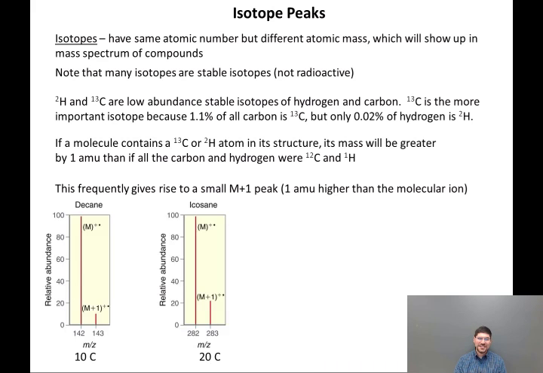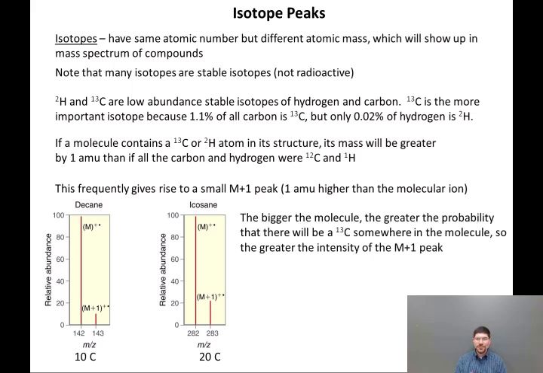Okay, let's look at a couple of examples. Decane is 10 carbons, as you should well know. Icosane, which you may not know from the name, is a 20 carbon molecule. So looking at the relative abundance, this is a blow-up of just the molecular ion region of these spectra. Obviously, there are going to be many more fragments, but if we blow up the molecular ion, we see that the M+1 peak for decane is, I don't know, 10, 15% of the size of the molecular ion, and for icosane, it's bigger. It looks like it's about 25% of the size of the molecular ion.